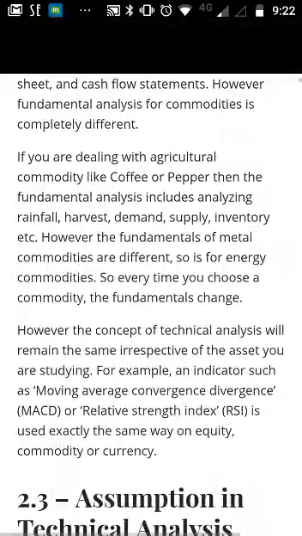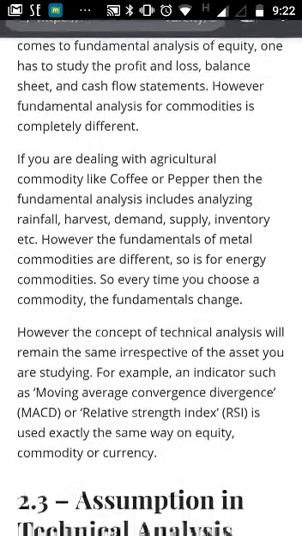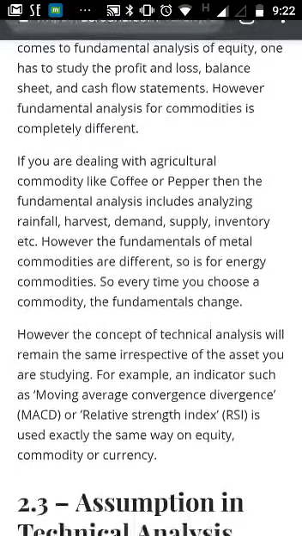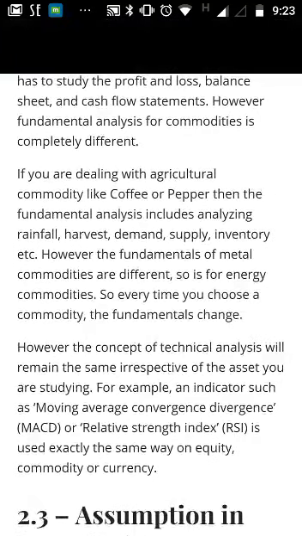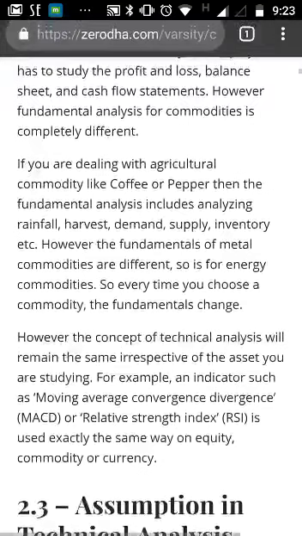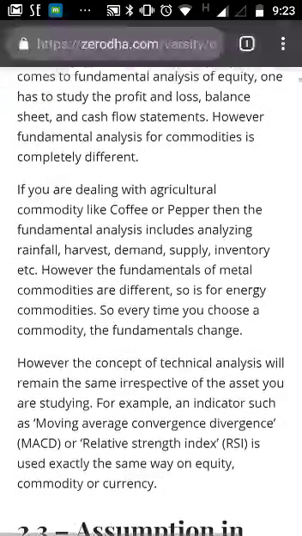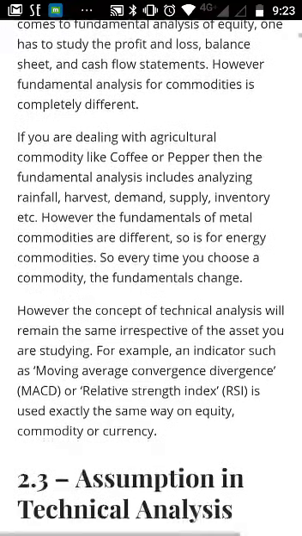As I told you, the concept of technical analysis will remain the same irrespective of the asset you are studying. An indicator such as moving average convergence divergence, MACD, or RSI, relative strength index, is used exactly the same way on equity, commodity, or currency. Different types of analysis are done on the markets. MACD is one indicator, ADX is another, RSI is another, and there are a lot of indicators. People trade according to their convenience and liking. That's the reason it's very difficult to say that this one would be my best, as that's just a personal choice.